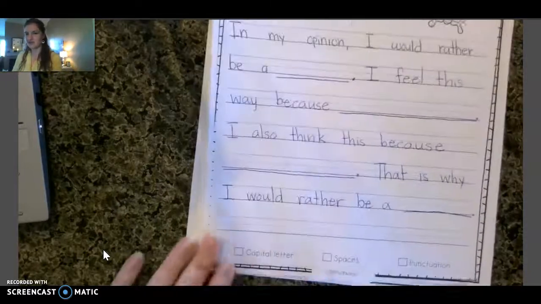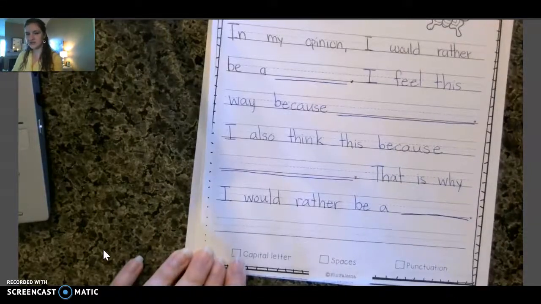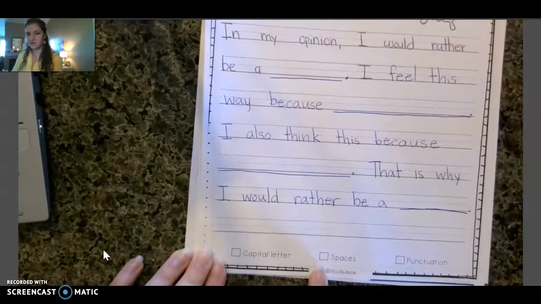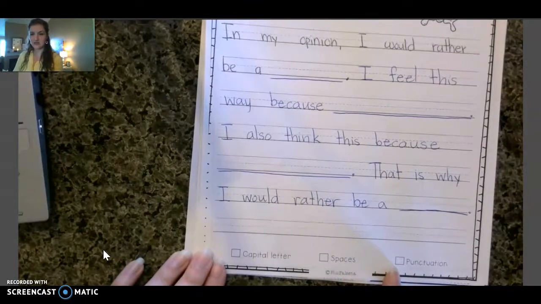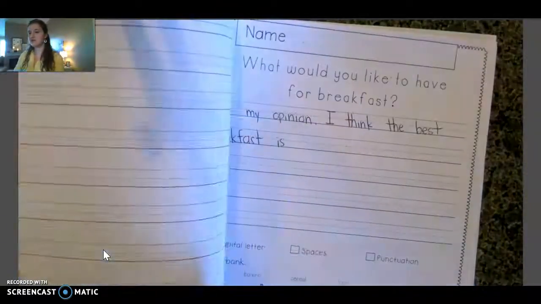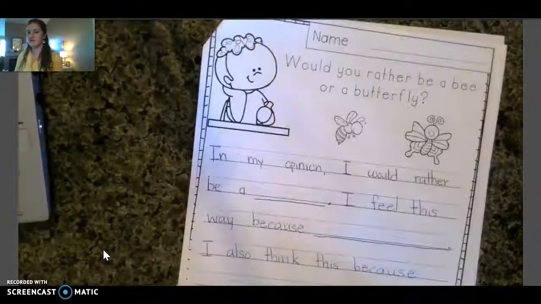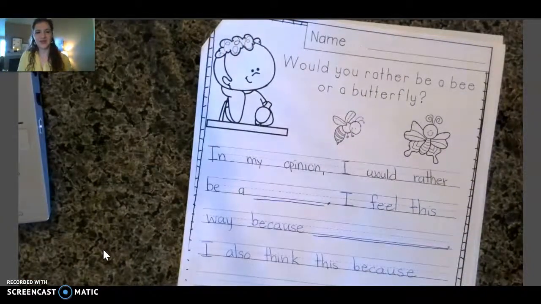Okay? And then this page is asking you, did you remember to use capitals at the beginning of your sentences? Did you put spaces between your words? Did you end with periods at the end of each sentence? Okay? And if you run out of space, you do have the back. Okay? And you can always color the picture. So I'm excited to hear why you would rather be a bee or a butterfly.